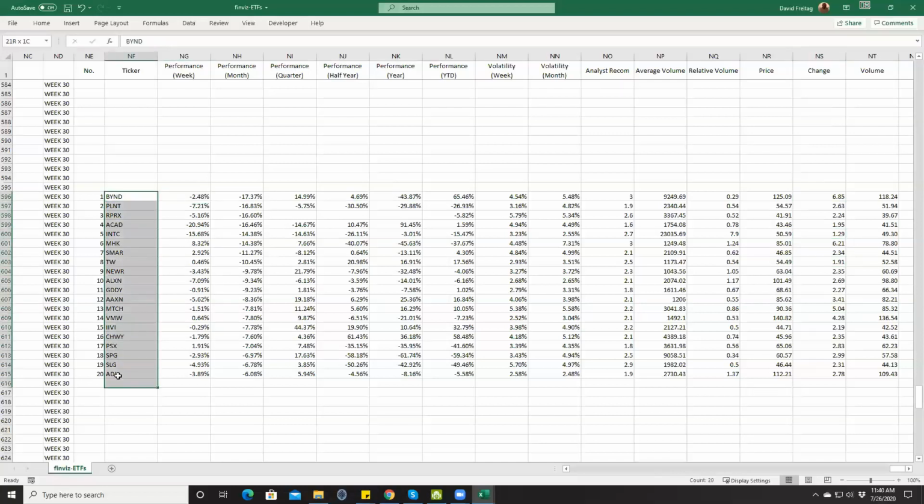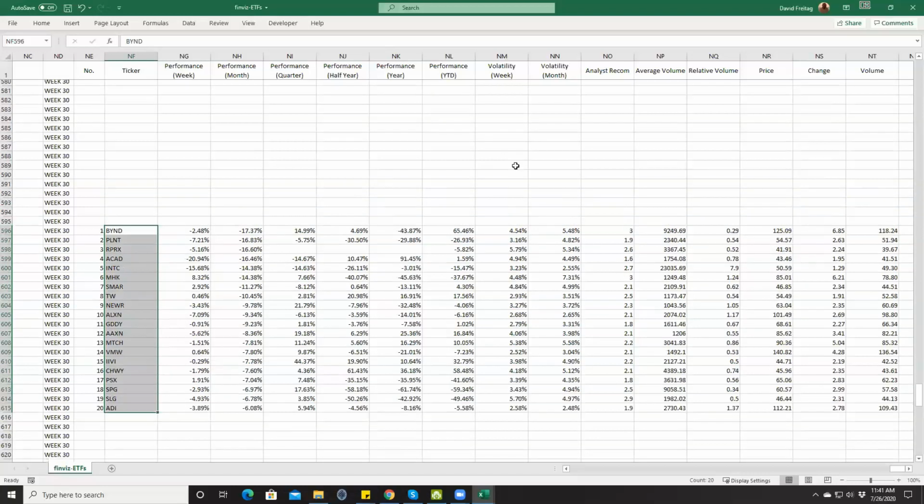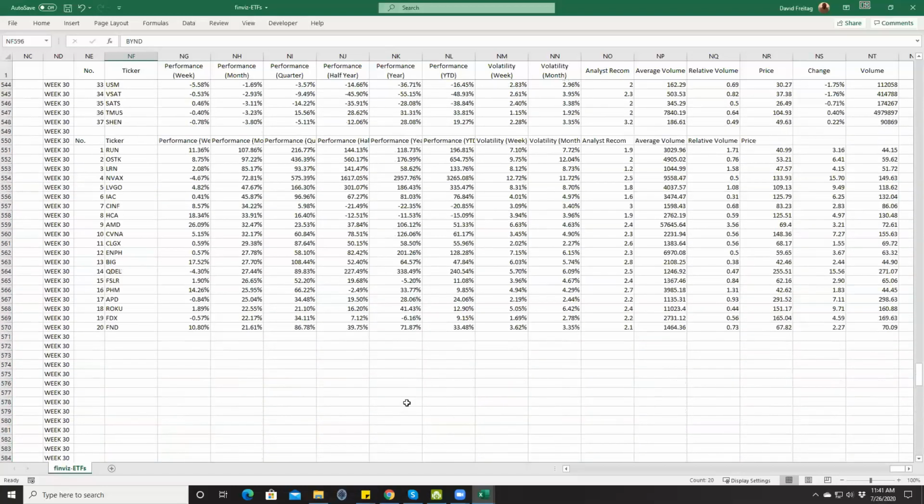This week I am looking at Beyond Meat, Planet Fitness, RPRX, and just this is the list. So you can go through your analysis and see what works for you. I'll spend some time maybe next week going through each individual chart, but I want to go through this a couple times to make sure you know how to create this list for yourself.